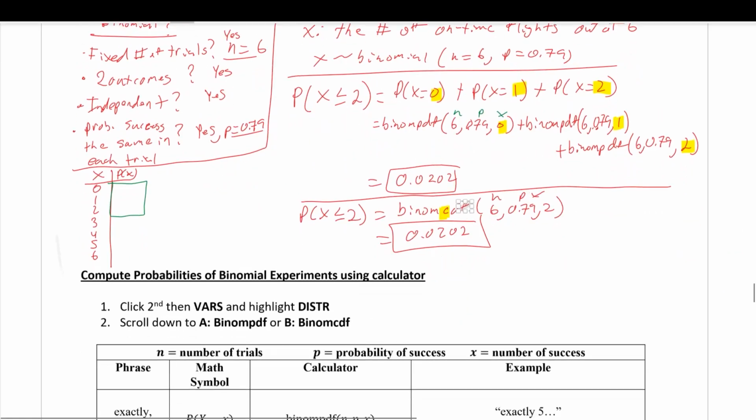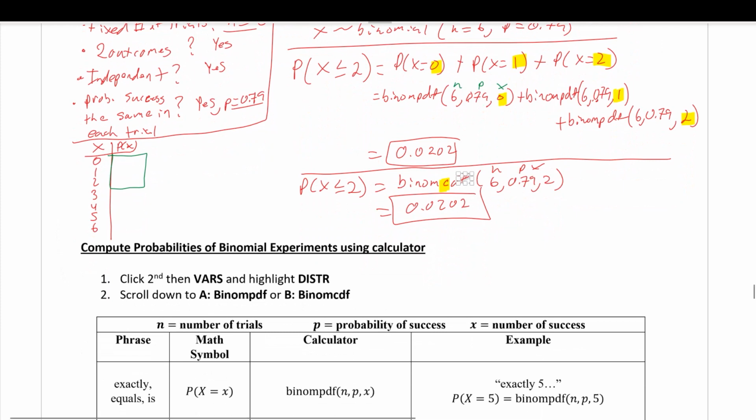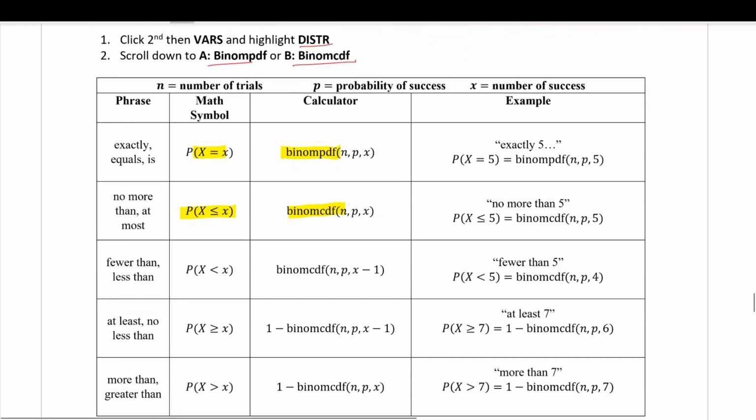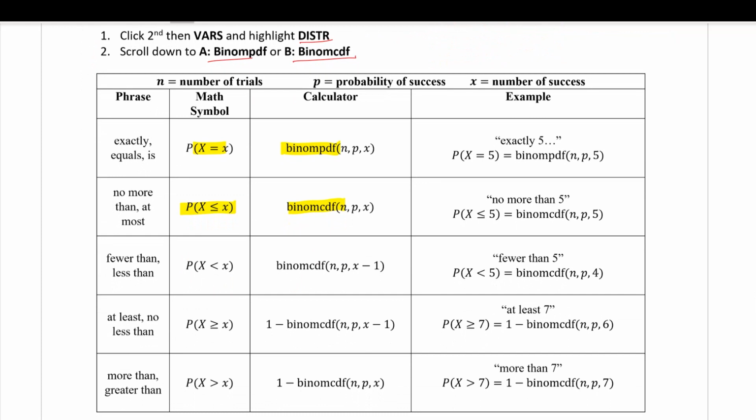Okay, and here are the ways to find everything that we just talked about. Now we did probably x is equal to something, and then probably the x is less than or equal to something, and we know those as binomial PDF. Less than or equal to something is binomial CDF. For anything other than those two, we have to be careful.